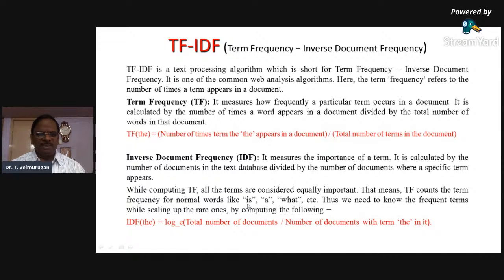Now, for example, while computing TF, all the terms are considered equally important. But that means TF counts the term frequency for normal words like is, a, what, etc. These are all normal words. Thus, we need to know the frequency terms while scaling up the rare ones by computing the following. D is the rare one.